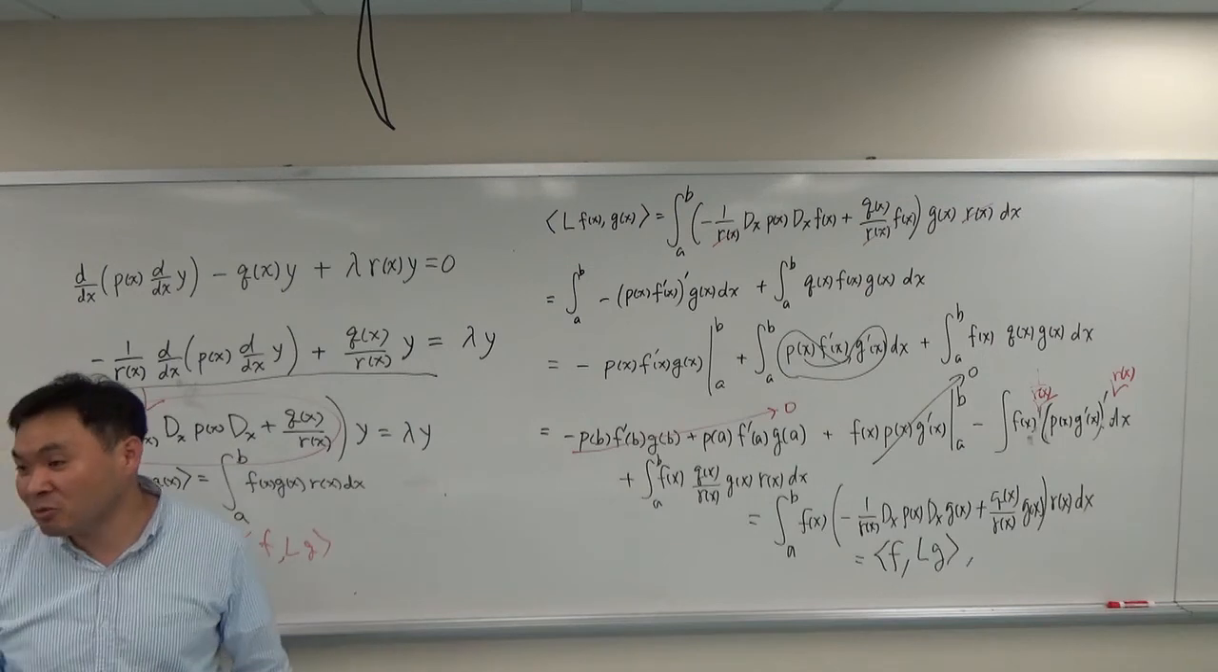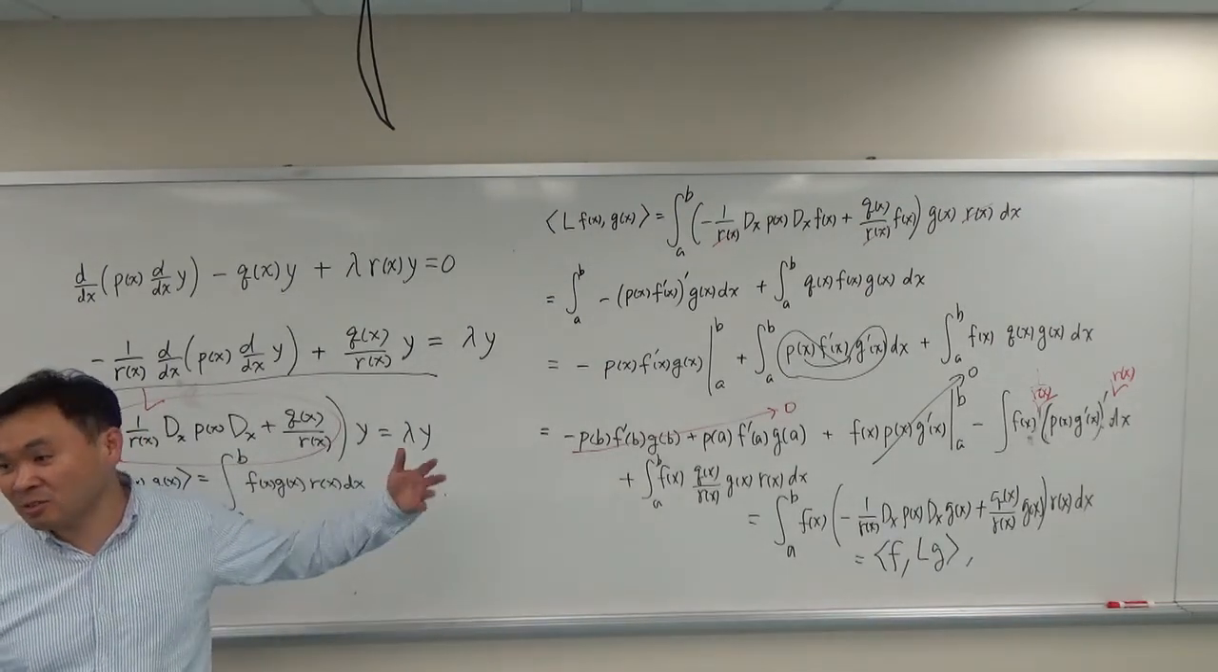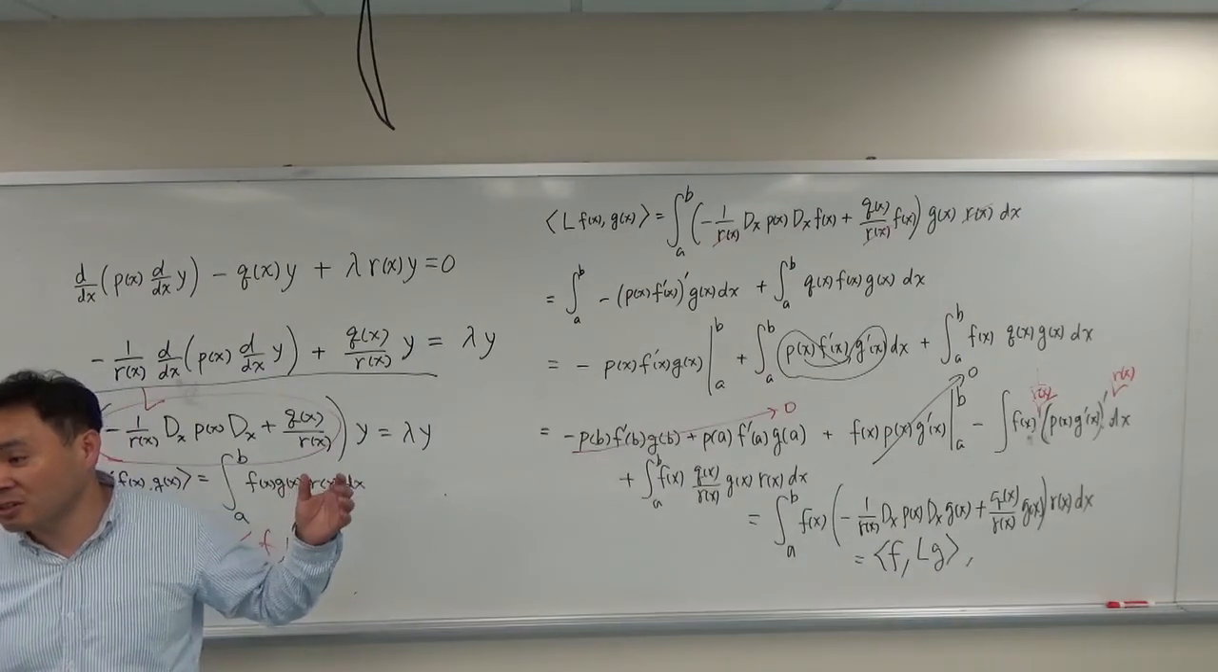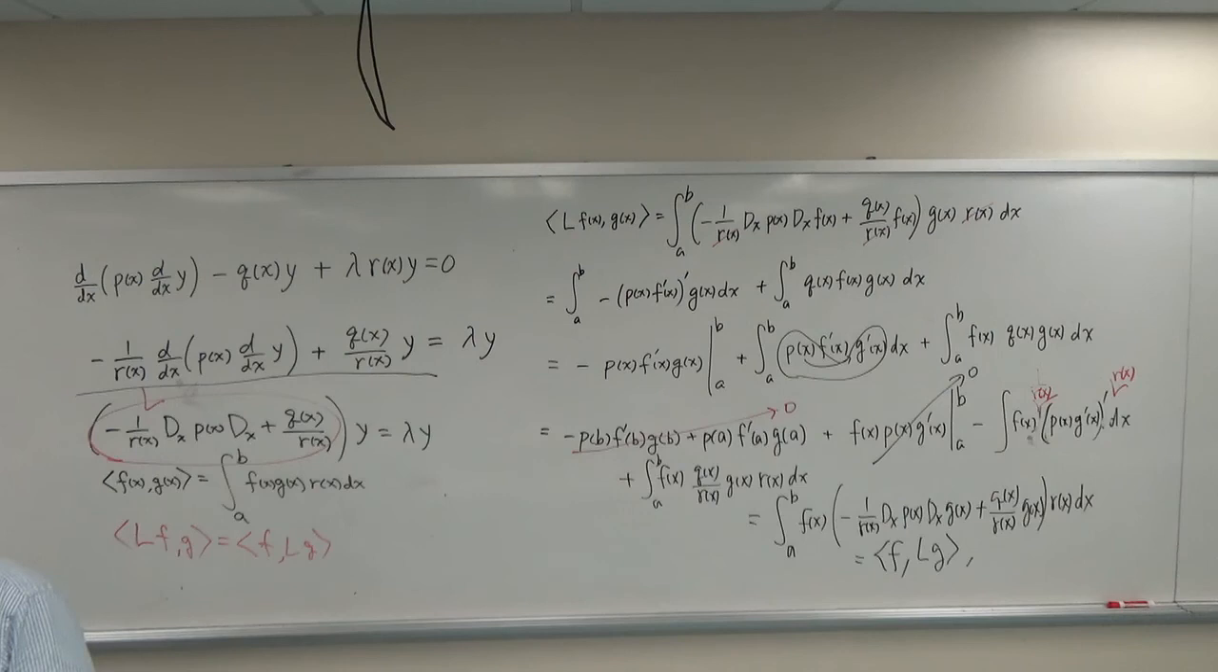So we just showed that this operator that's involved in the Sturm-Liouville is self-adjoint, and because it's self-adjoint, all the eigenvalues are real, and the eigenfunctions of different eigenvalues will be orthogonal. Yeah. So just one more.